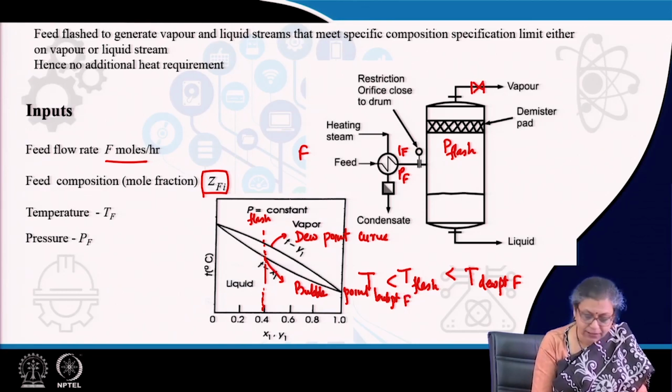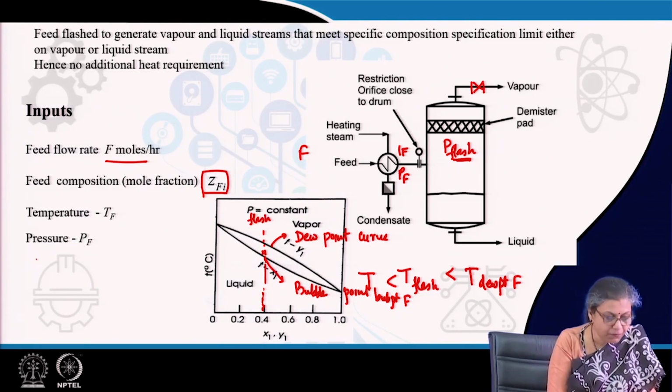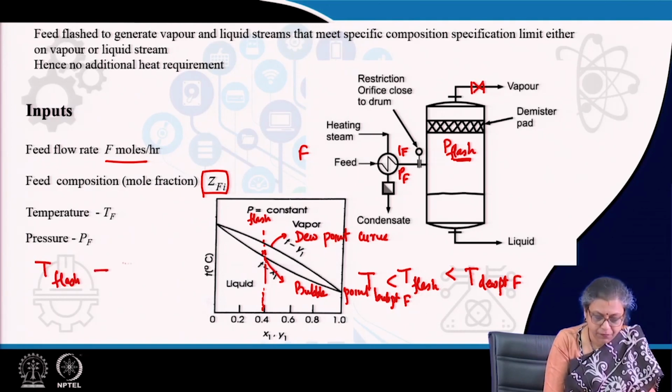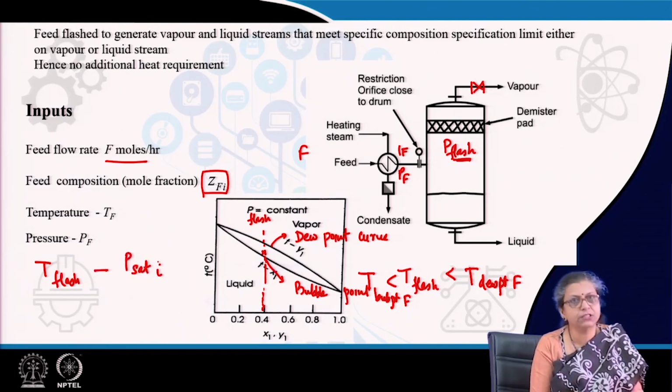So, accordingly, since P flash can be regulated, we can select a T flash such that the T flash lies between the bubble point and the dew point, say somewhere at this particular point. Corresponding to T flash, we can find out the saturated vapor pressure for each component I. How do we do it?